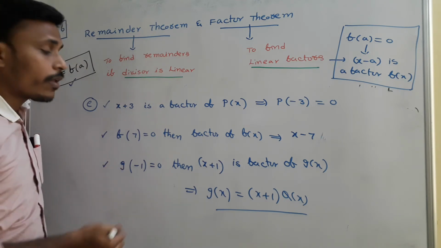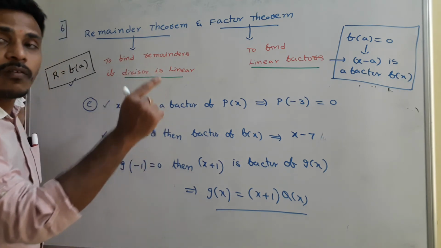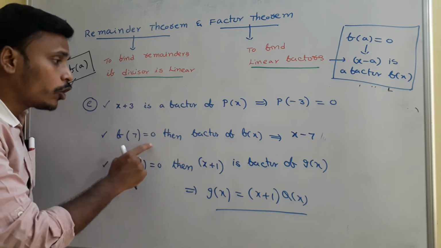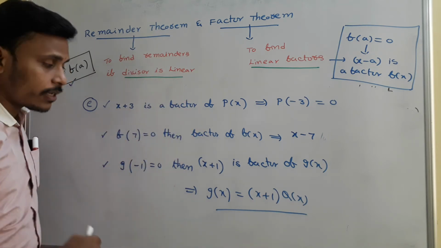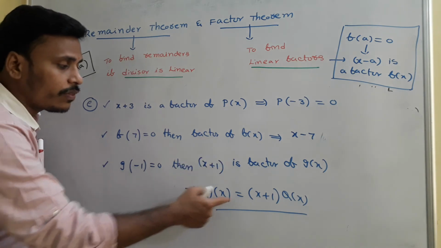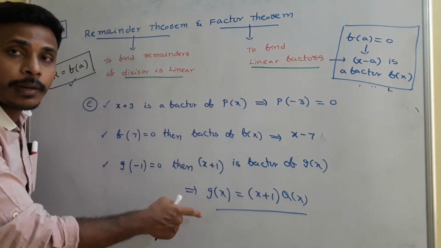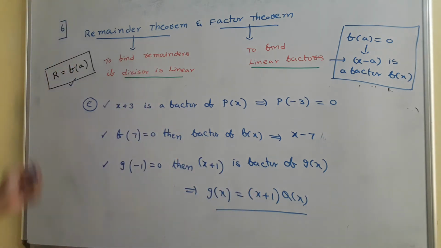Just think about it. If it is a factor, the functional value is 0. If the functional value is 0, then it will become a factor. If this is a factor, then you have a chance to write it in this format. Have a look, this is something about the factor theorem. Okay?